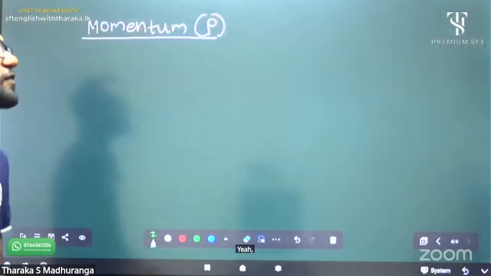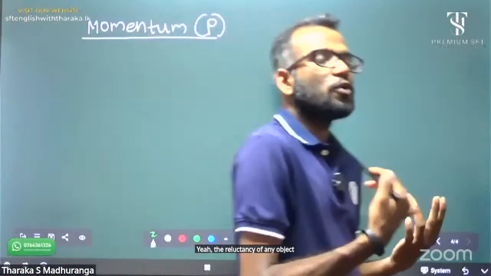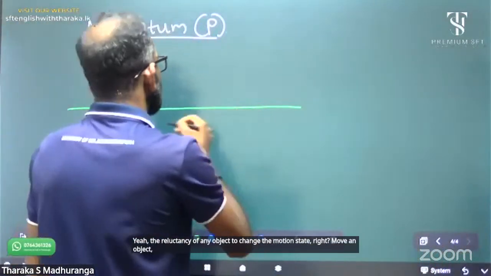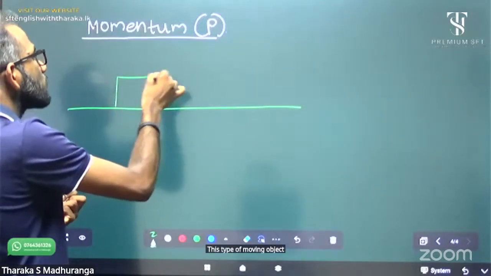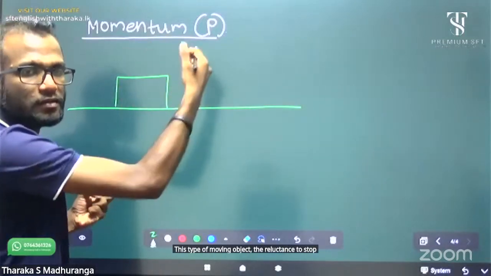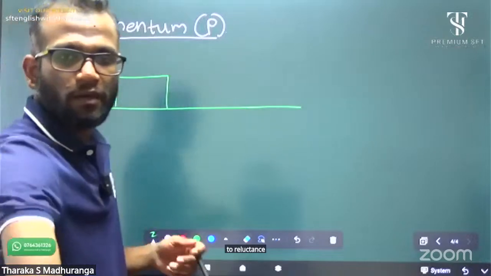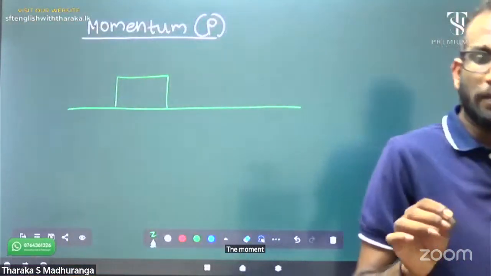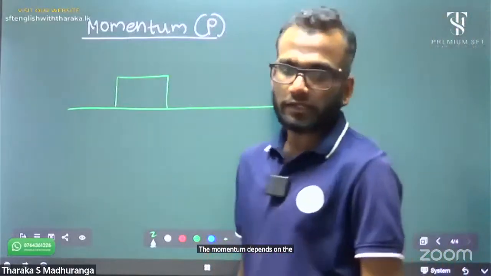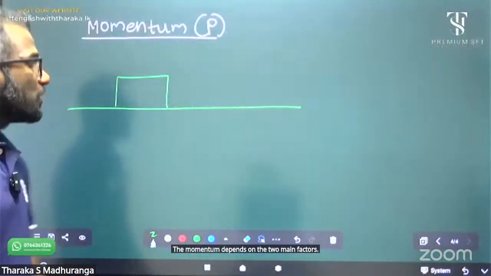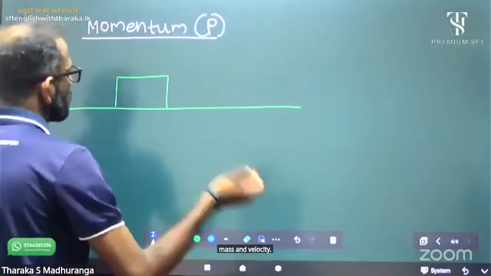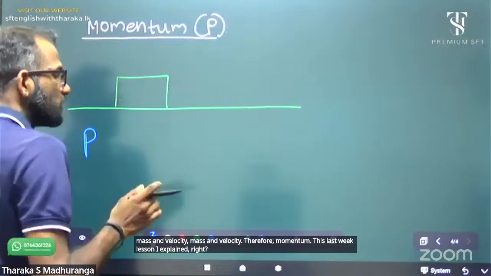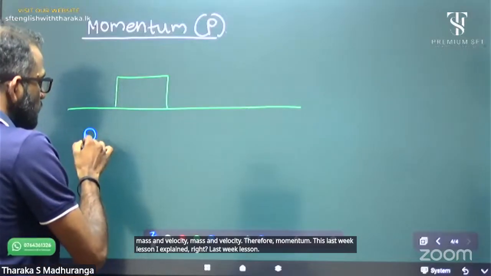Yeah, the reluctance of any object to change its motion state. If you take a moving object, it is the reluctance to stop this object. I told you momentum depends on two main factors, mass and velocity. This is what I explained in last week's lesson. Last week some were absent, especially.